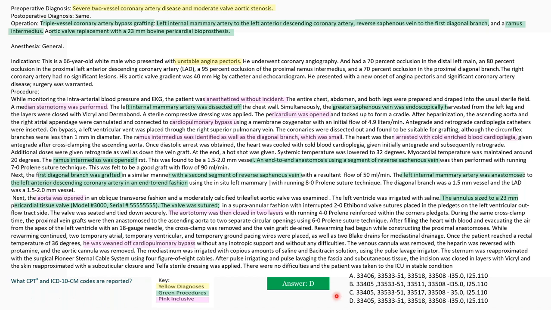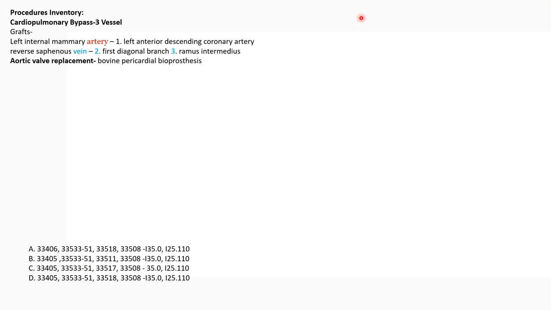And the answer to the question will be option D. So let's solve this one. These are our procedure inventories. We have a bypass performed, a triple vessel bypass. We have used one artery, the left internal mammary artery, grafted to the left anterior descending coronary artery. We have two reverse saphenous veins, one to the first diagonal branch and the next to the ramus intermedius. And aortic valve replacement was also performed, using a bovine pericardial bioprosthesis.